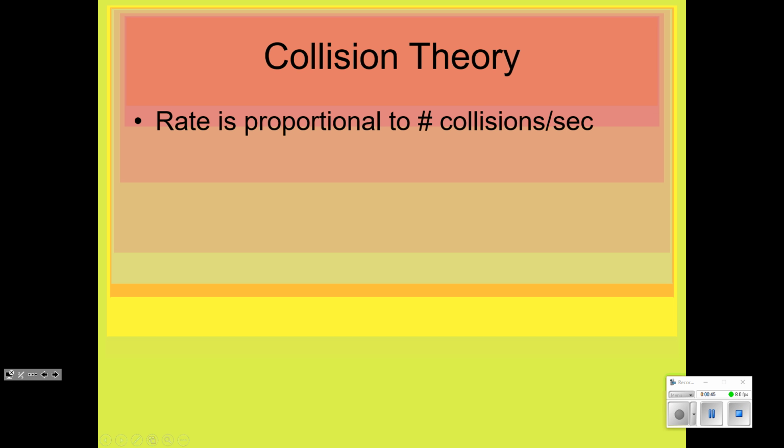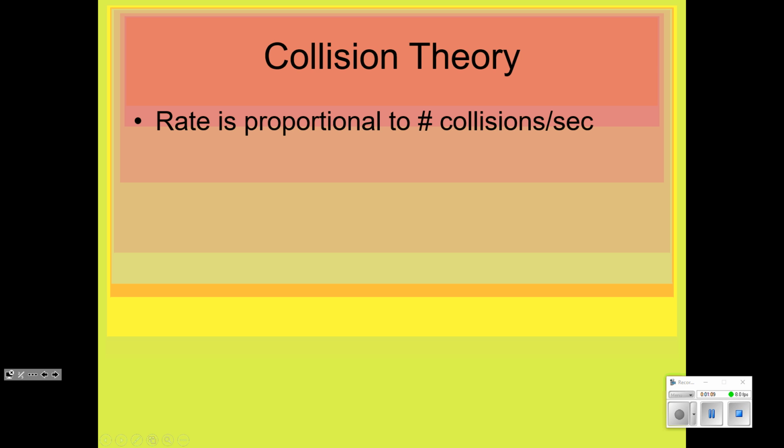Now, collision theory is one of the topics that we have on our AP topic sheet. And what that says is the rate of a reaction is proportional to how many collisions occur. The more collisions you have, the more likely the reaction is going to occur faster. Think about ways that we can increase collisions.